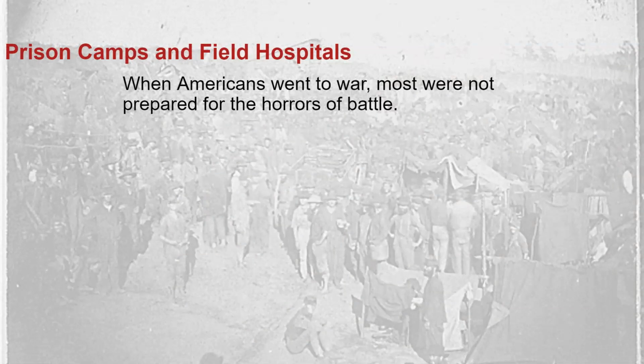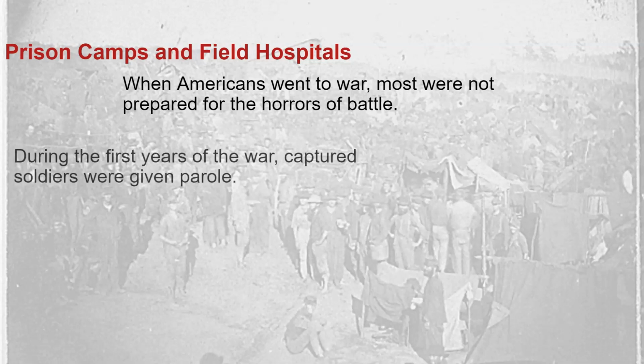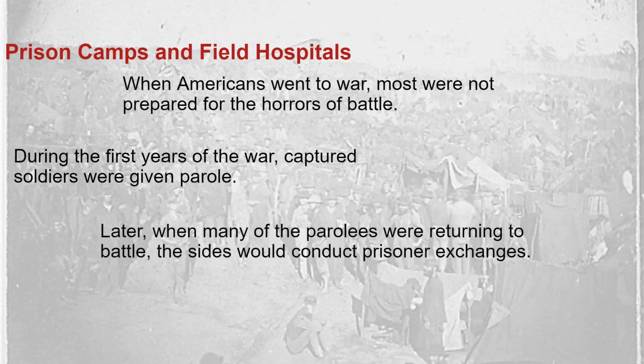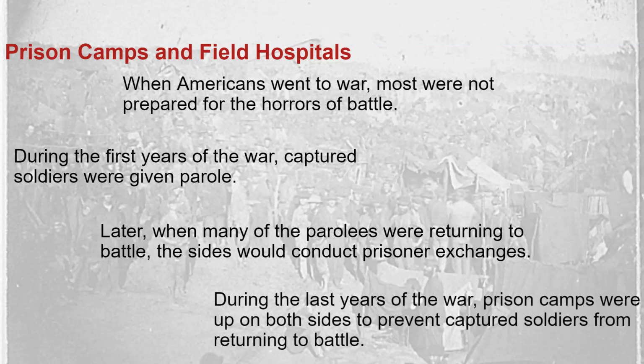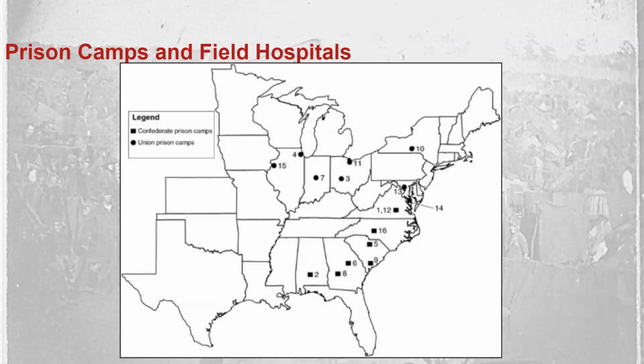Let's transition to prison camps and field hospitals. When Americans, of course, went to war, most were not prepared for the horrors of the war. And so, especially during the first years of the war, many of the captured were given parole and were allowed to leave after being captured. Later on, many of those parolees were returning to the battle, and the sides would conduct prisoner exchanges. During the last years of the war, prison camps began to be set up both in the Union and the Confederacy in order to prevent captured soldiers from returning to battle. So they were trying to eliminate some of the advantages and disadvantages.